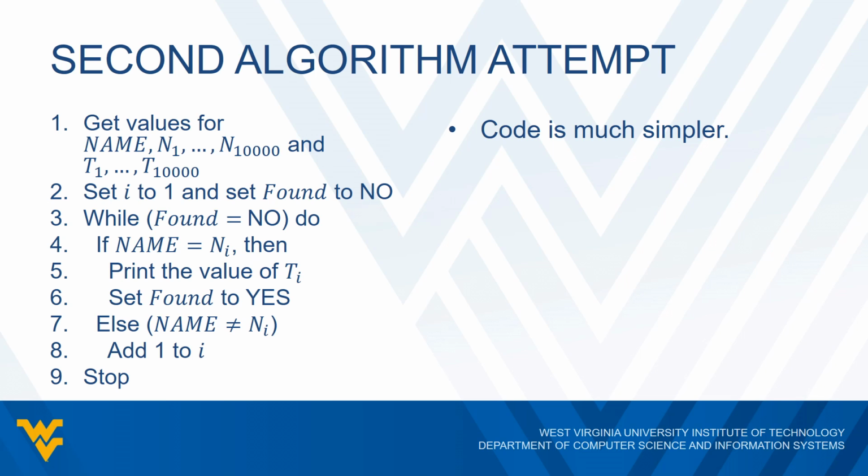So step 4 would be if name is n_i. So like the first time we go through this, we're going to check if name is n1. So if that's true, then we're going to run steps 5 and 6. So if it's true, we'll print the value of t_i. We'll set found to yes. What that means is when we go back to step 3, found is no longer no, so we can say we're done. So steps 4, 5, and 6 handle the case where we have found the person.